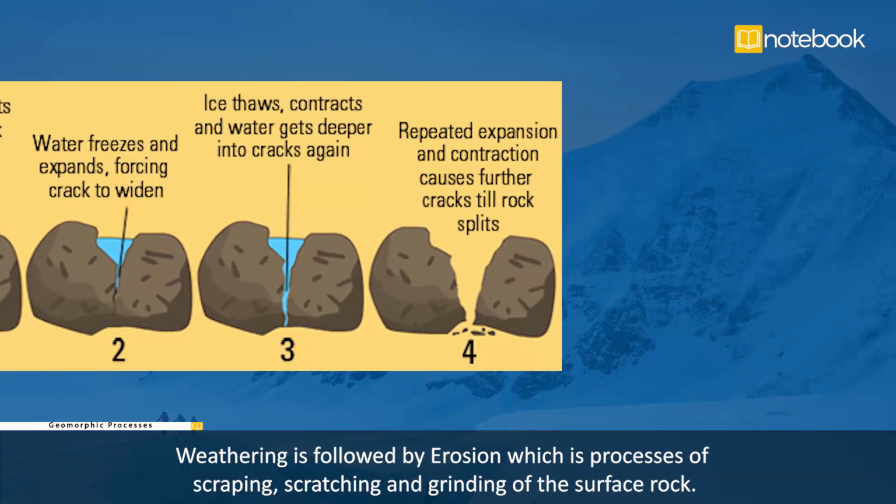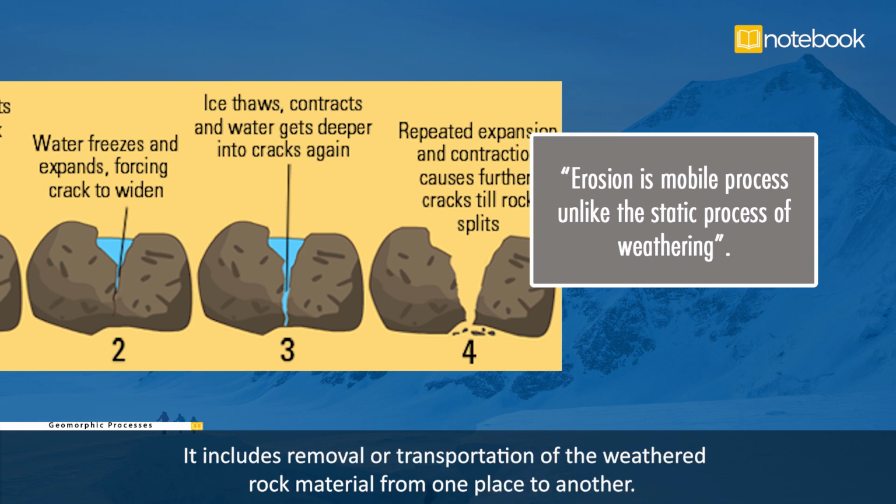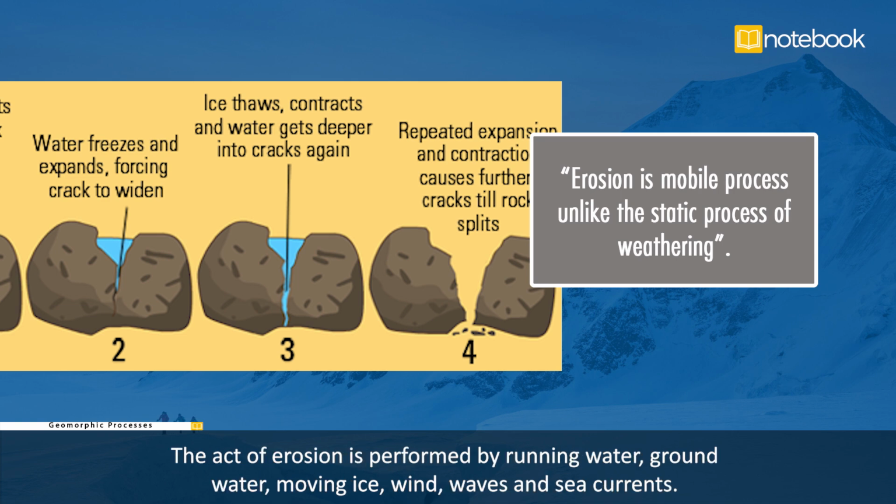Weathering is followed by erosion, which is the process of scraping, scratching, and grinding of the surface rock. It includes removal or transportation of the weathered rock material from one place to another. The act of erosion is performed by running water, groundwater, moving ice, wind, waves, and sea currents.